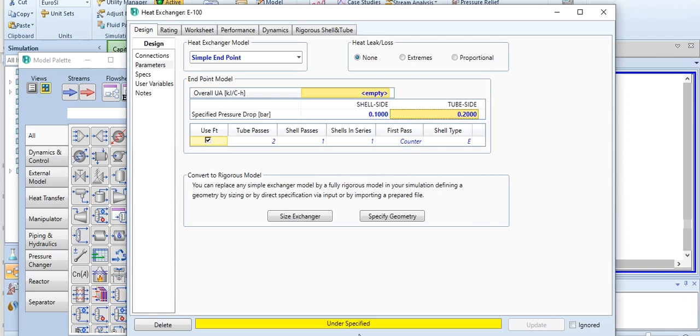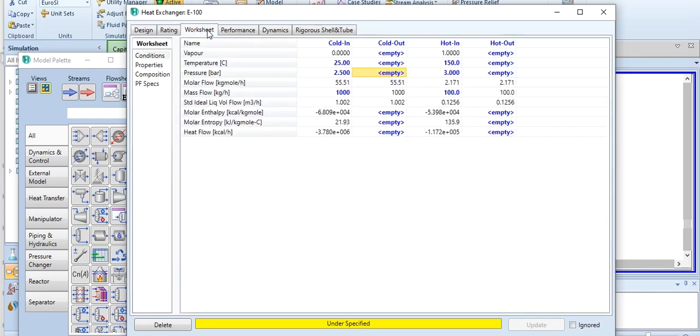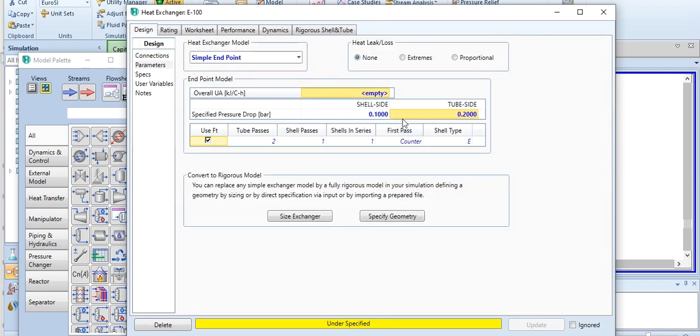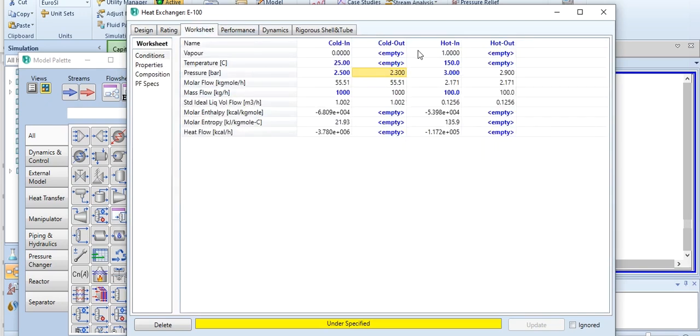It's under specified. If you give the value of overall UA, then it will converge. It needs only one parameter now to converge. How many parameters have we given? First we have given the values of streams, then we have defined the pressure drop, and now we have to define either the overall UA or one of these temperatures.